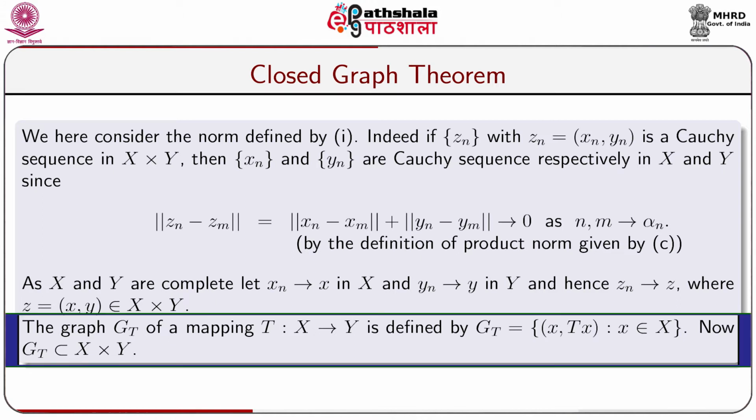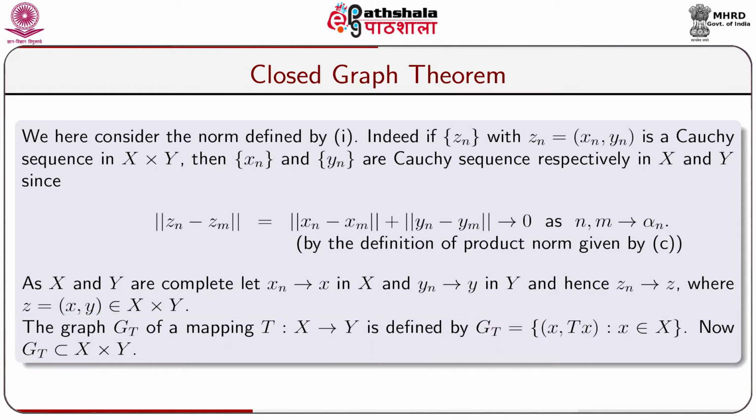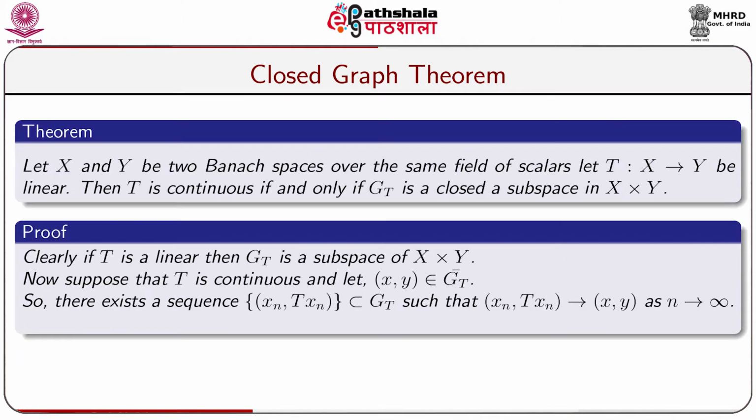The graph, denoted by GT, of a mapping T from X to Y is defined by GT is equal to the set of (x, Tx), where x belongs to X. Now GT is a subset of X cross Y. So in this regard we get a theorem. Let X and Y be two Banach spaces over the same field of scalars, and let T, a mapping from X to Y, be linear. Then T is continuous if and only if the graph of T, that is GT, is a closed subspace in X cross Y.